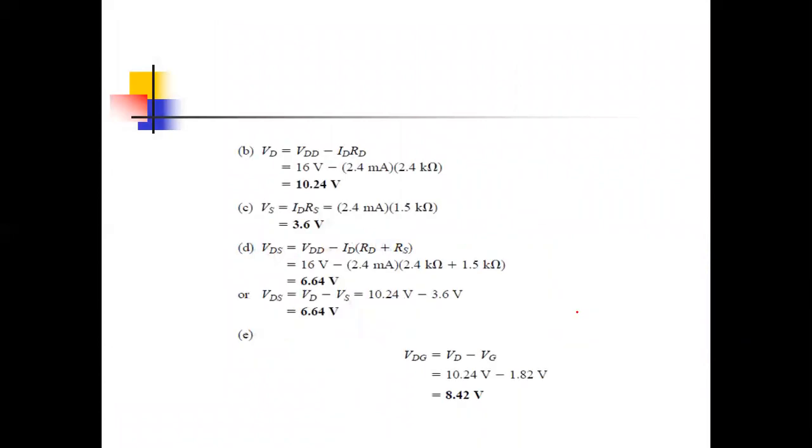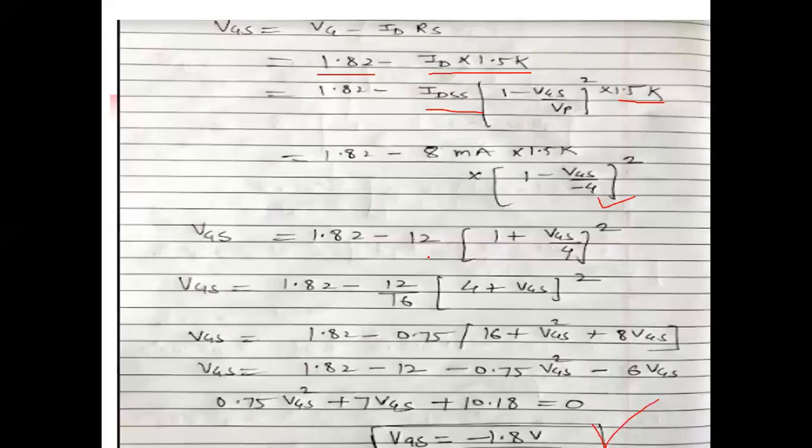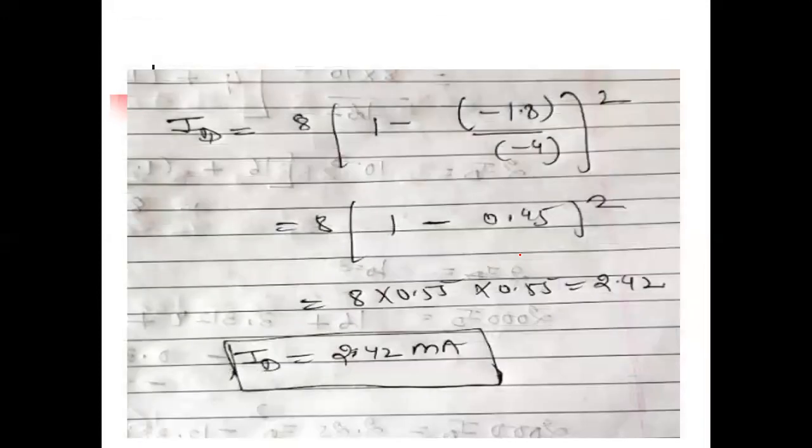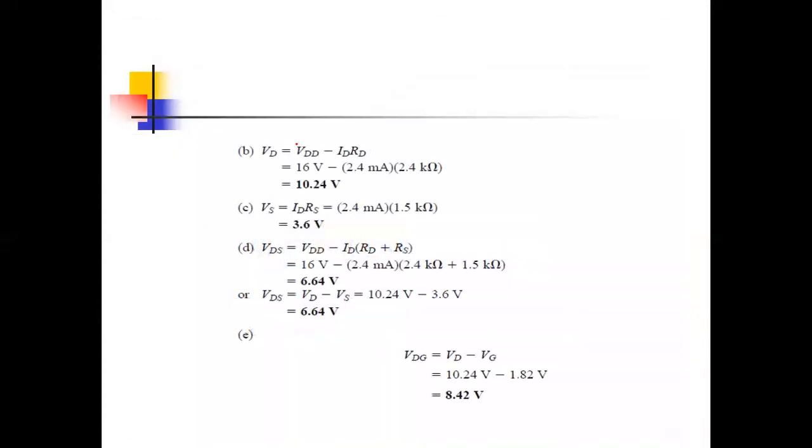Next part is what you have to calculate, VD. The concept is the same for the right-side KVL. You want VD or VDS, depending. If you want VD, you have to apply KVL up to here only. Then VDD minus ID RD minus VD equals 0. So you want VD, simply apply KVL in the upper part only: VDD minus ID RD. VDD you have, ID you got, RD you have.